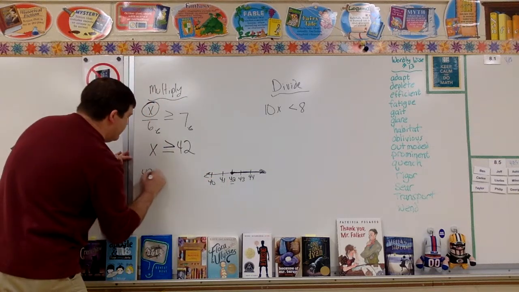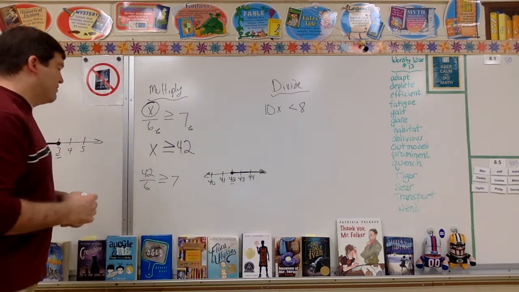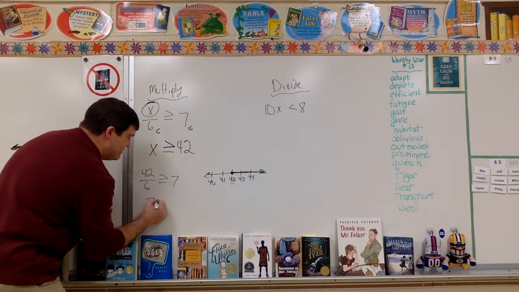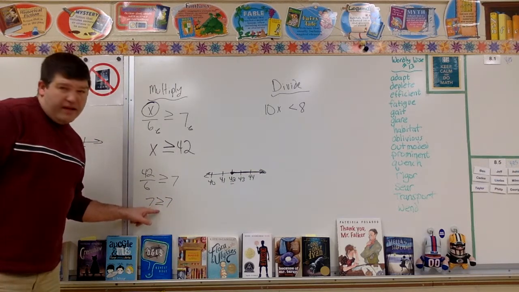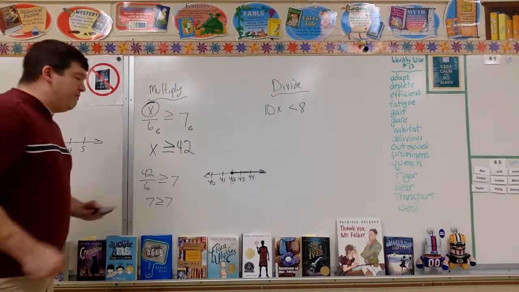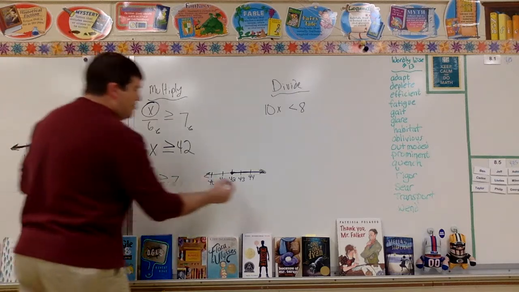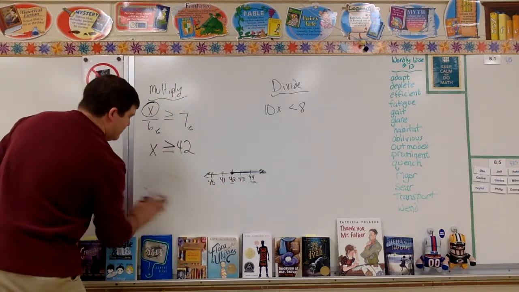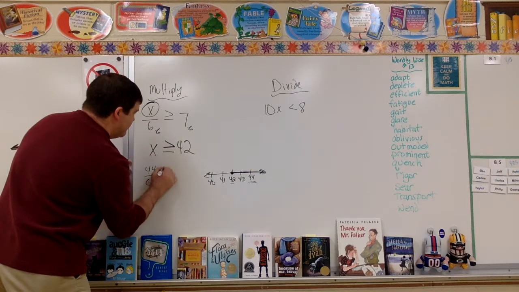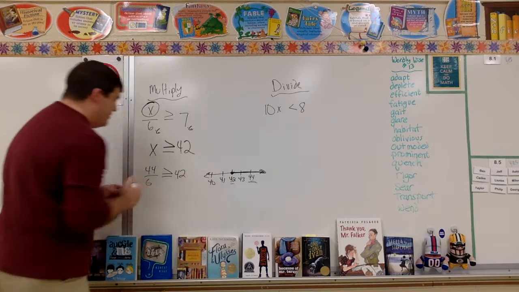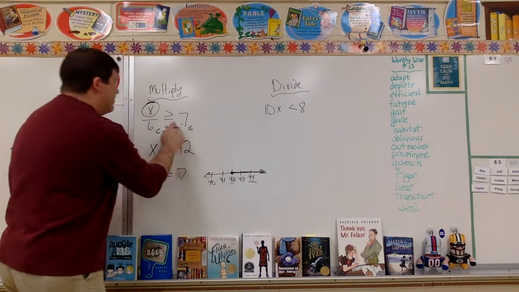If I put 42 in here, 42 divided by 6 greater than or equal to 7. Well, I know 42 divided by 6 is 7. And 7 is greater than or equal to 7. Now, I know this is not going to give me an even number, but let's try 44. Okay? We're going to say x is 44. So it's 44 divided by 6 greater than or equal to 7, not 42. Got to go back to the original problem.